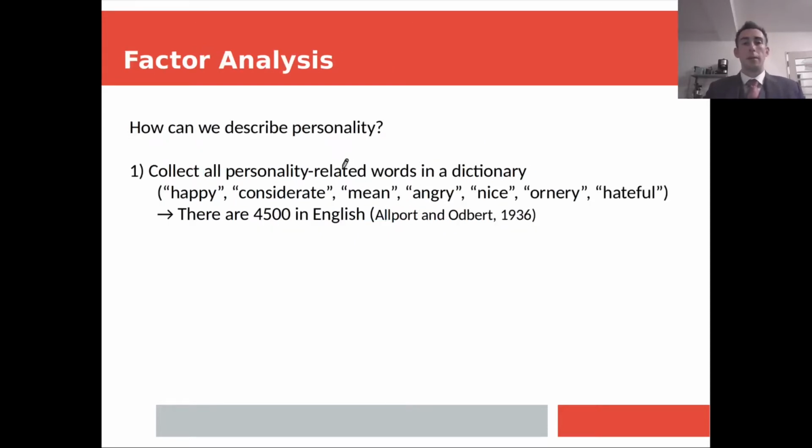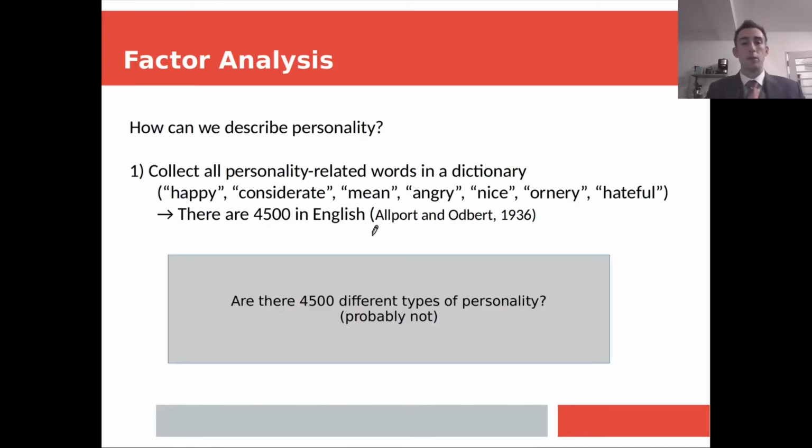So the first method that was used in a sort of scientific empirical way was called factor analysis. And it's actually a really sort of ingenious idea. You collect all the personality related words in a dictionary in English. So happy, considerate, mean, angry, nice, ornery, hateful. Allport and Odbert, two scientists, did this in 1936. They found about 4,500 words in English that describe personality. And of course, we're assuming here that the English language can describe all the variation of personality that people will have. But of course, there's probably not 4,500 different types of personality, right?